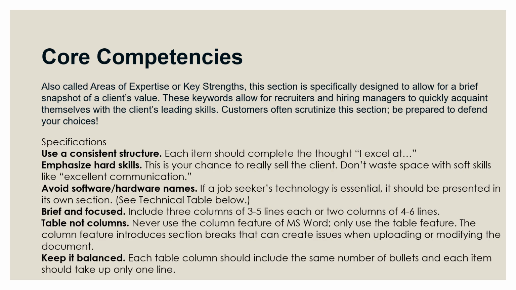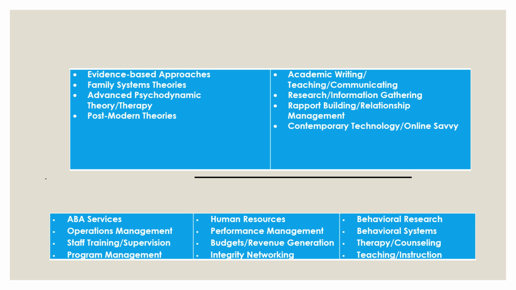You want to use a consistent structure, emphasize hard skills. So avoid saying stuff like excellent communication. That would be considered a soft skill. You want to be more specific. Rapport development, relationship strengthening, something more specific about communication. And then avoid a lot of technological names, avoid software hardware names, unless it's, again, really relevant to the job you're going for. Be brief and focused. I use a table, not columns. I'm going to show you this, and keep it balanced. So I'm just going to move on to show you.